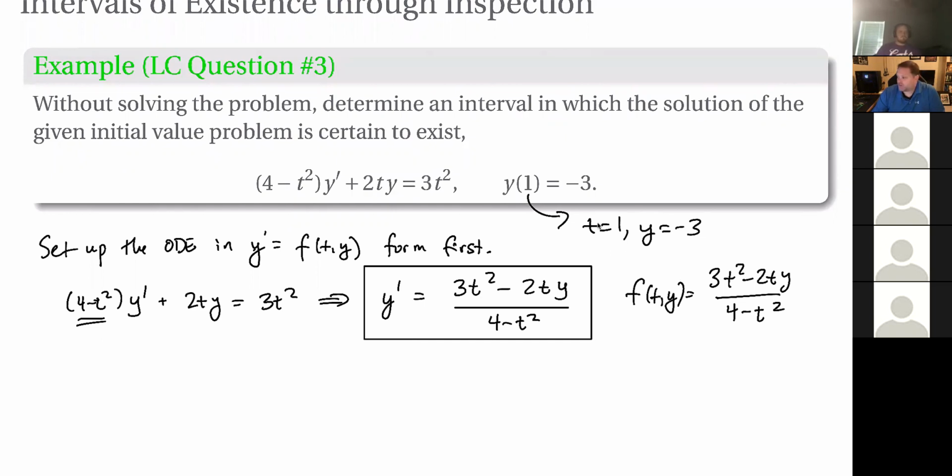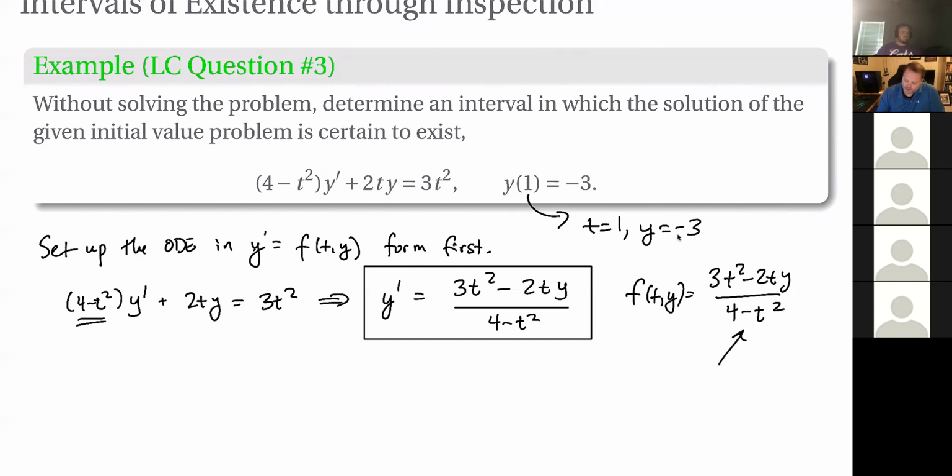So at my initial point, this gives me a number. And remember, in a differential equation, the number that it gives you is a slope. So this gives me a direction to head in, right? So I can get started, right? I can get started at the point (1, -3), no problem. Where do I run into issues?